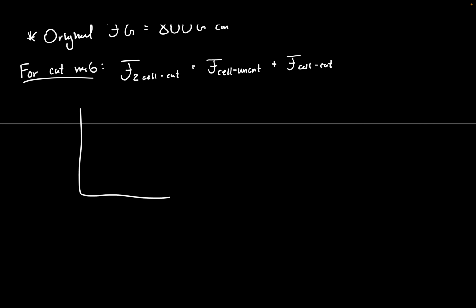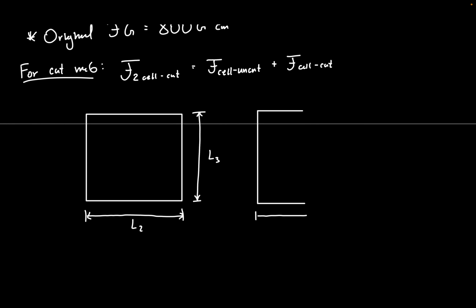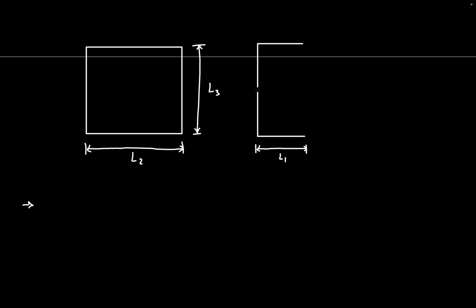So let's draw this out real quick of what we have. It should be kind of square-like, and we'll have a height of L3, and then a width of L2 for the uncut section. And then for the cut section, something that looks kind of like this, because we don't want to overlap our sides. We don't want to double count anything. And that'll have a length of L1, except in the center-ish here, we'll have a cut. So let's add a little gap there. There we go.